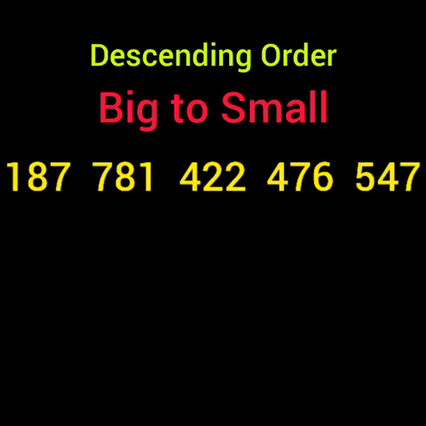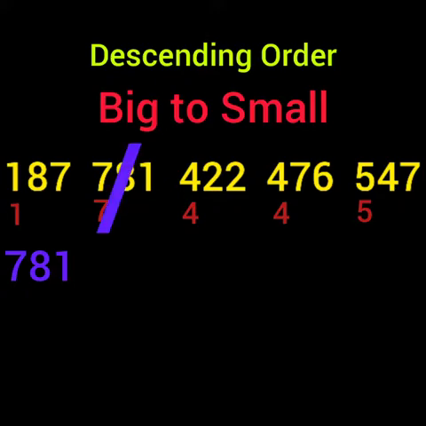See, now I am going to write all the first digits of the given numbers. 1, 7, 4, 4, 5. Which is the bigger number? Yes, 7 is the bigger number. So 781 is the biggest number among all the given numbers. So we have to write 781 first. So don't compare 781 again, because we have already arranged 781.